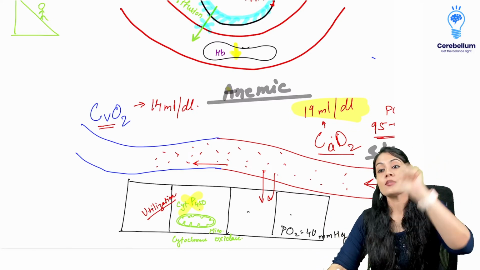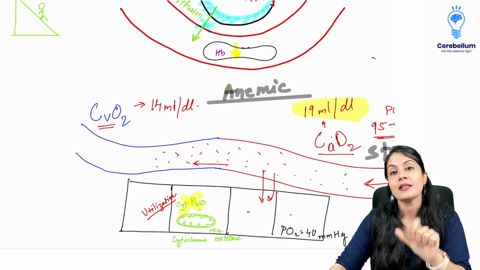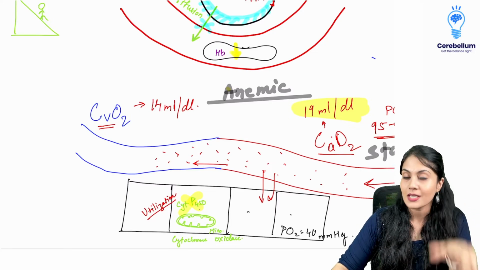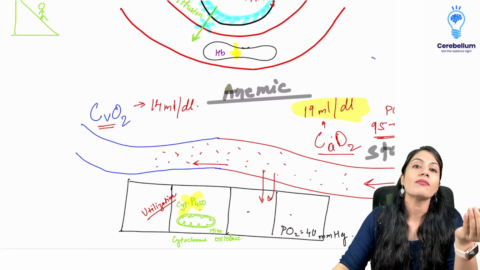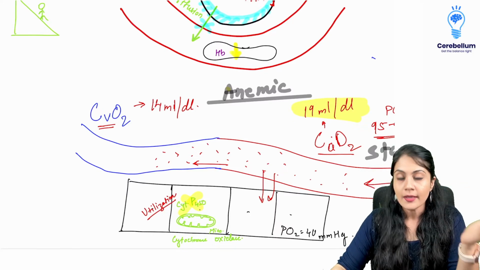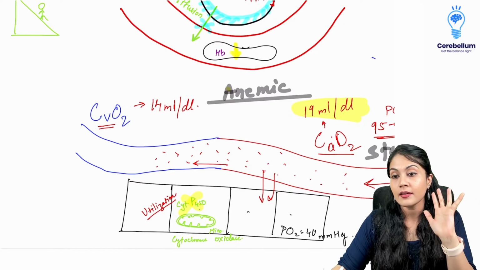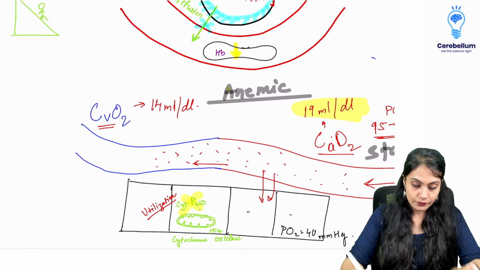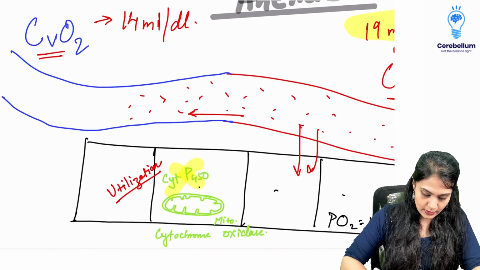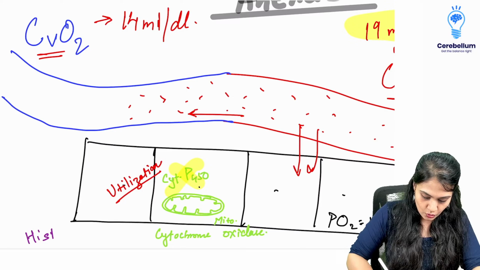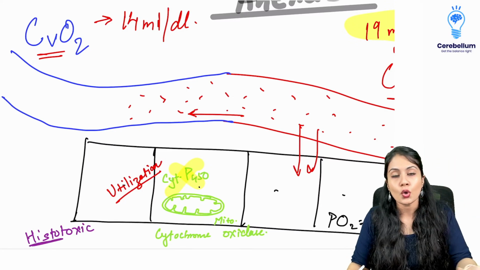The difference between the content on the arterial side and the venous side is going to decrease. So CaO2 minus CvO2, which should normally be 5 ml per deciliter, will reduce in this type of hypoxia, which we are going to call histotoxic hypoxia. Why do we call it histotoxic?